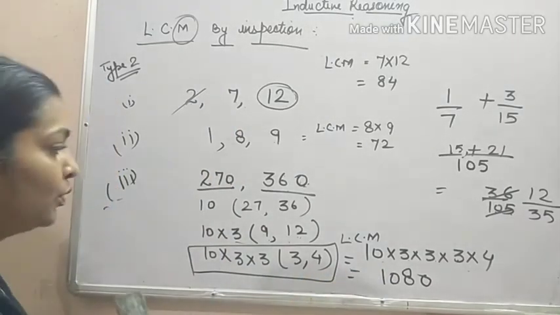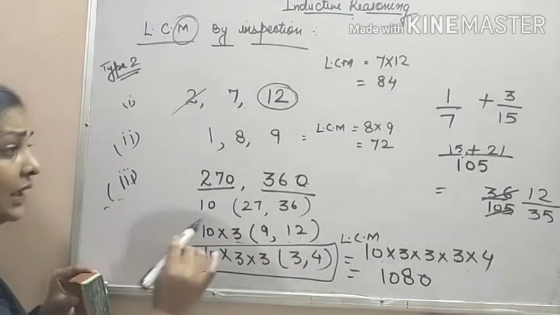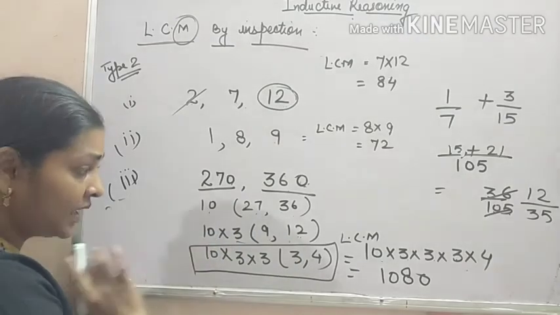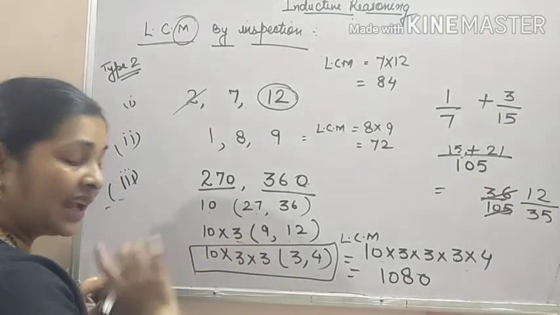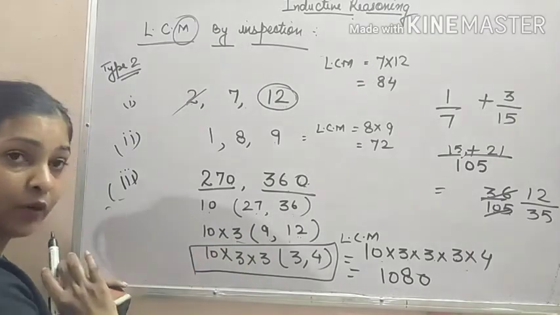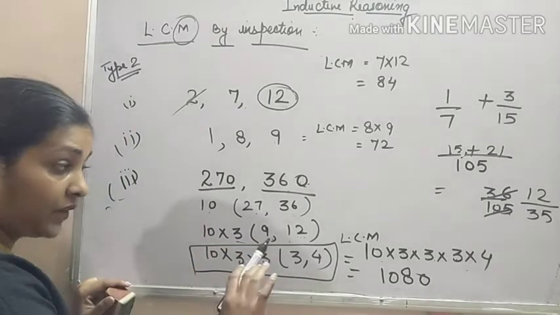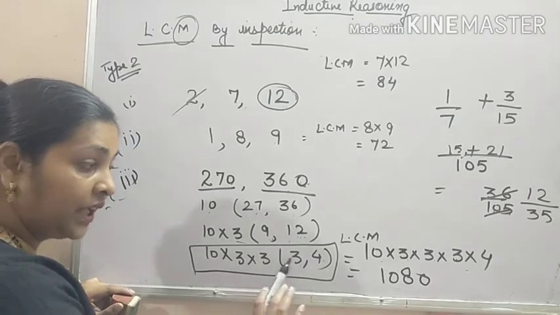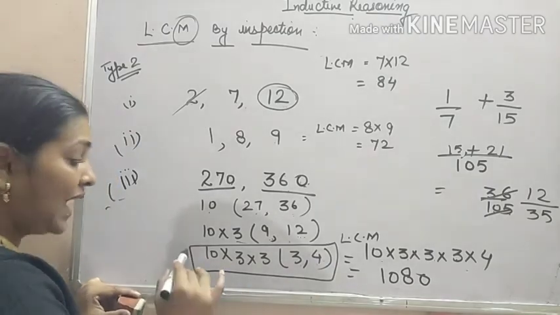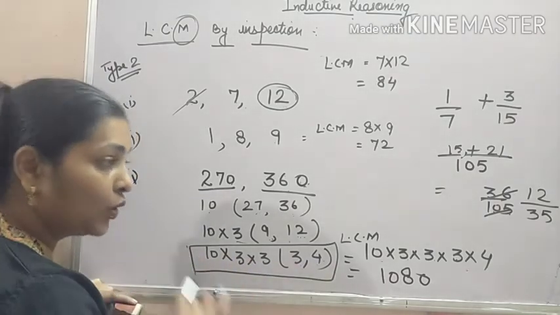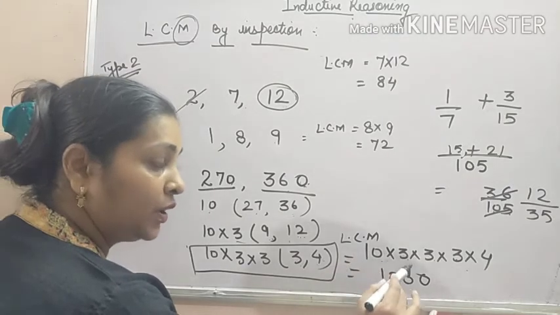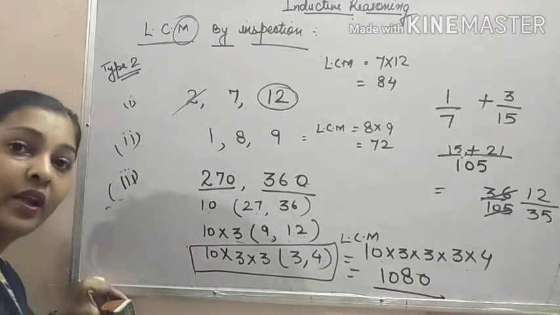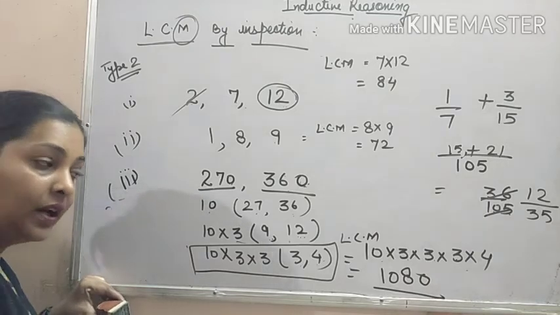Just you have to find that first of all we will take out the common factor as 10. 27 and 36 are left. Then you can see that both have 3 as the common factor. I have taken out 3. 9 and 12 are left. Again 3 is the common factor. Take it out. What is left? 3 and 4. 3 and 4 are co-prime. So the LCM will be the product of all these numbers. LCM will be 10 into 3 into 3 into 3 into 4. It will be 1080. This is our answer.